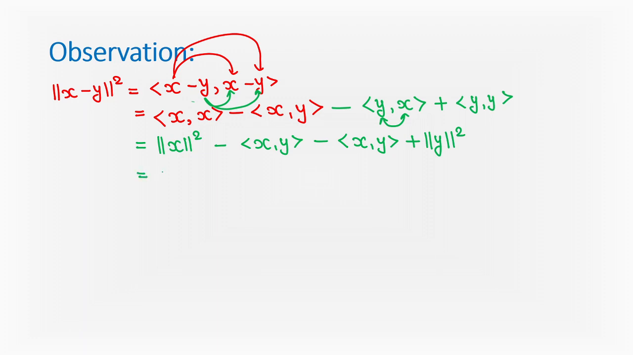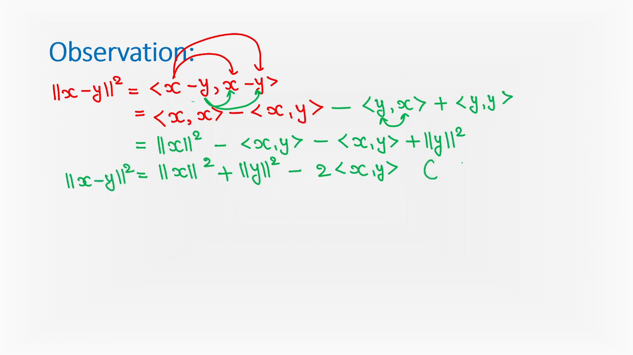What will be the next step? The next step is nothing but writing this as the norm of x square plus the norm of y square minus 2 times the inner product of x and y. So this is one of the results that you can use directly from now on whenever it is required. But this is true for real only. That means when you work on a real inner product, in that case it is true. Because I have used the property of being real to interchange. So this result is true for real.